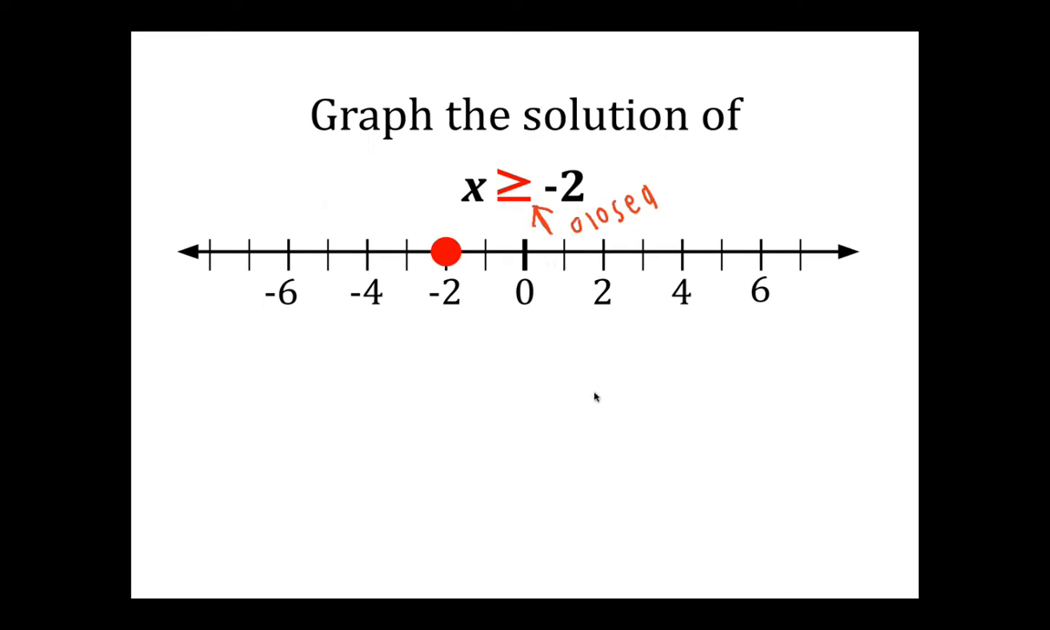And now go ahead and draw your line. Make sure that your variable is on the left side. In this case, it is. So now you can go ahead and draw your line in the direction of the inequality symbol, which is to the right.